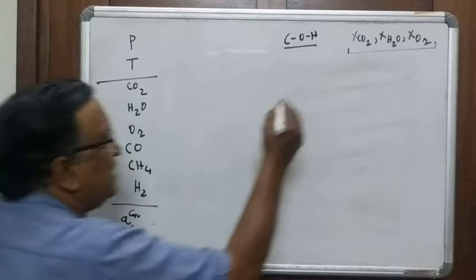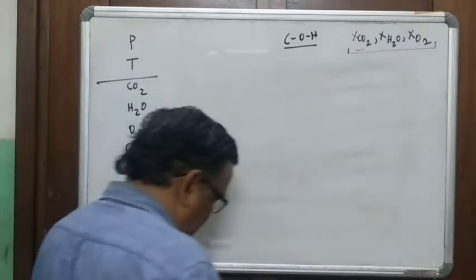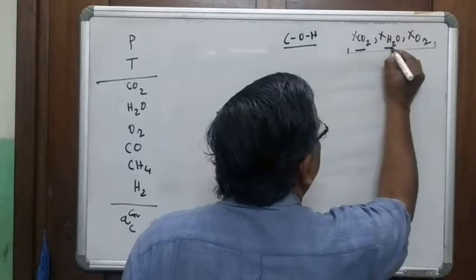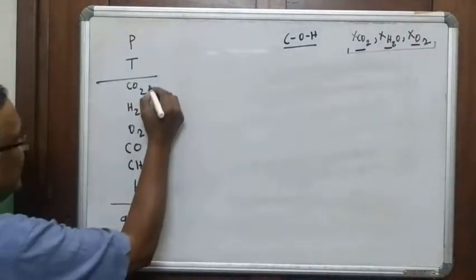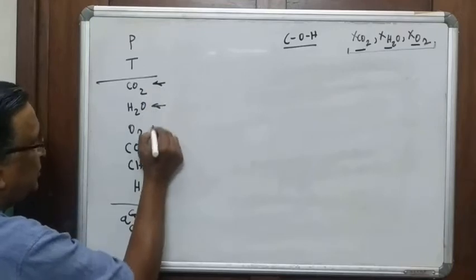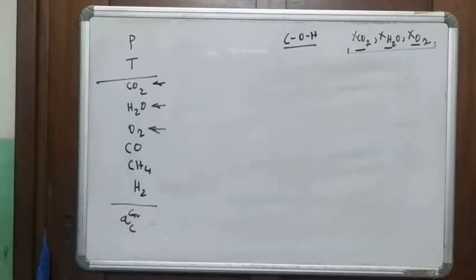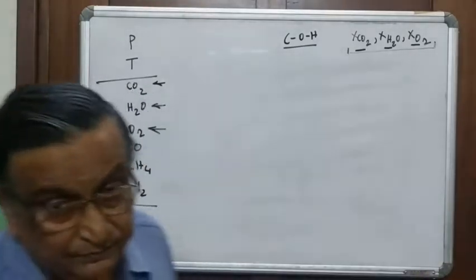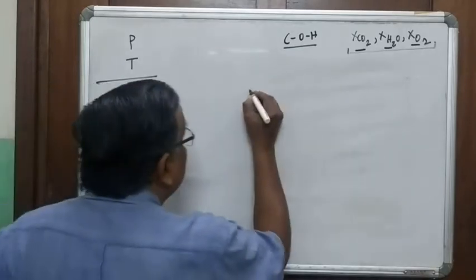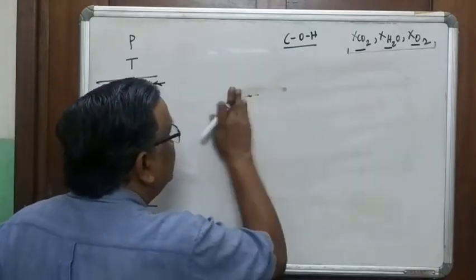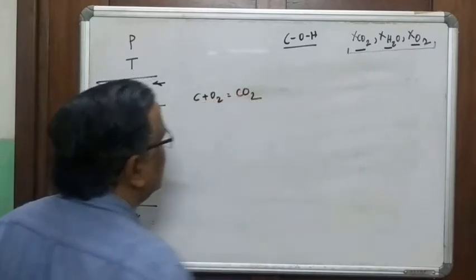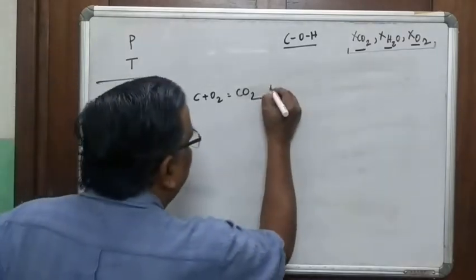Let us say the input variables are 1, 2, and 3. Okay? Case 4. Case 4 is fluid absent, graphite absent. So now, let's write the reactions. C plus O2 is equal to CO2. Let's say this is reaction A.